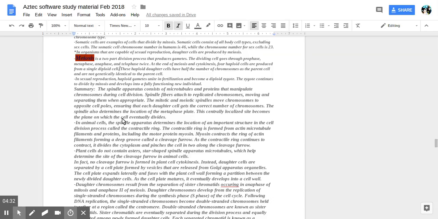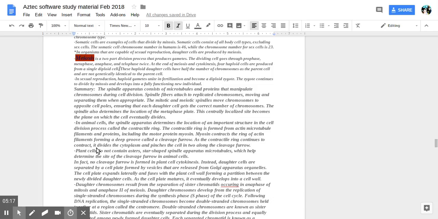In the parents you have to have a haploid number of chromosomes, so half the amount, and the 2 parent cells joining together to form the zygote, or the offspring cell, is going to have a normal diploid number, the same number that the parents had in their cells. The zygote continues to divide by mitosis and develops into a fully functioning new individual.